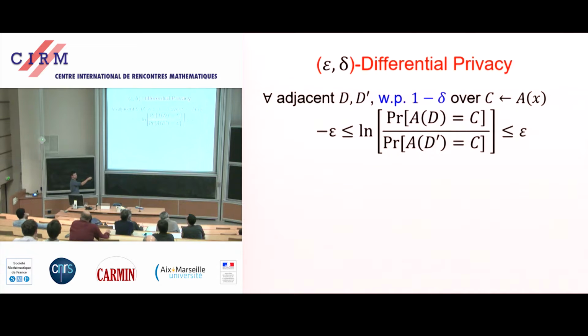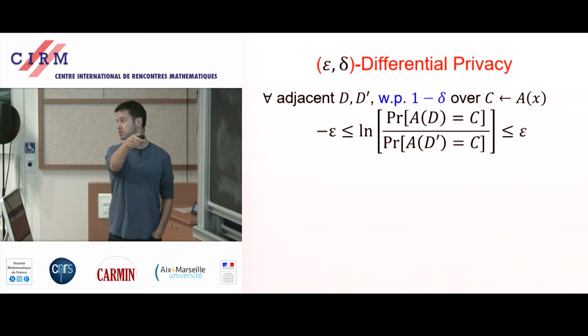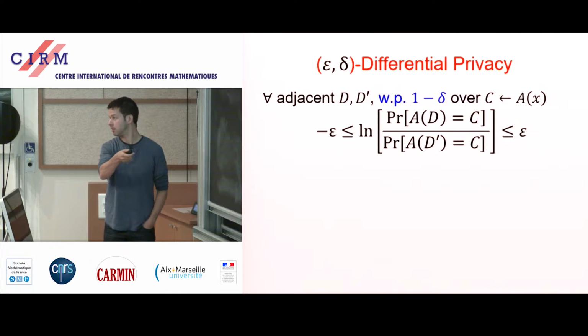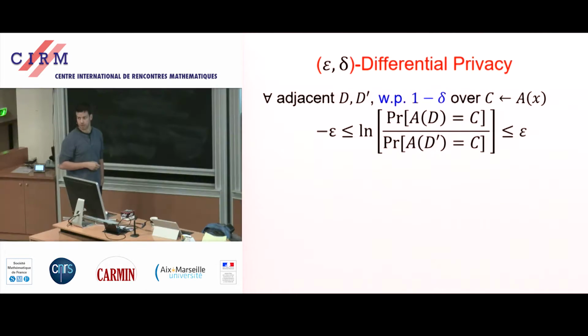So again, once we fix C, I agree with you. Once we fix C, the outcome, this is a number. The probability that the algorithm outputs C is just a number. It's a real value between 0 and 1. The probability that the algorithm on data set D prime outputs C is also just a number between 0 and 1. So this log ratio is also, hopefully it's defined, so the denominator isn't 0, a well-defined number. Everything is well-defined. Once you fix C, the probability is over the choice of C when we run the algorithm A. It's a good question.